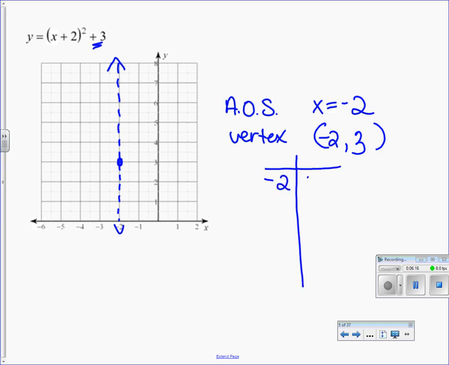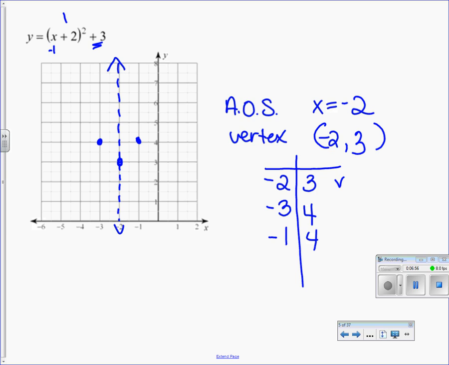Now we're going to go to a table of values. So for our table of values, that's my vertex. Remember, we always go 1 to the left of the axis of symmetry and 1 to the right of the axis of symmetry. So we're going to have -3 and -1. Because of symmetry, I only have to plug in one of these numbers because I'm going to get the same outcome. Remember to do order of operations. So first we have to do -1 plus 2, which would be 1, square that, which is 1, and then 1 plus 3, which will be 4. And so I'm going to be at -1, 4, and -3, 4.